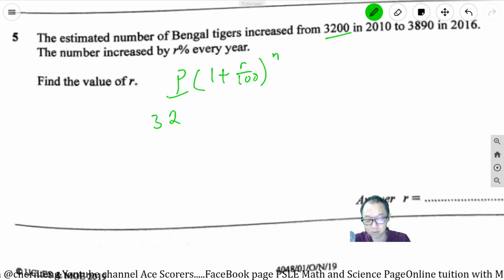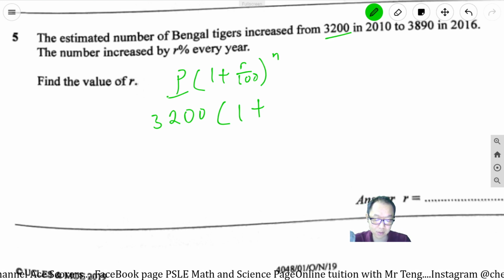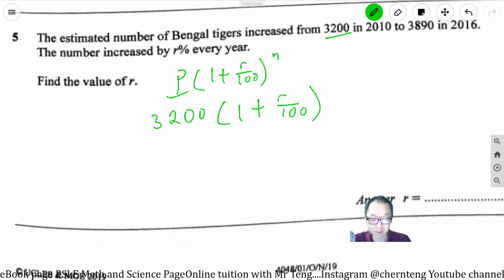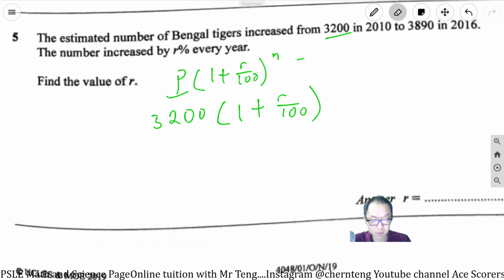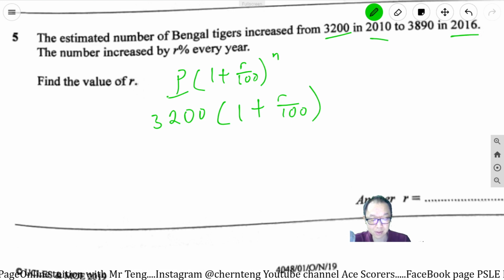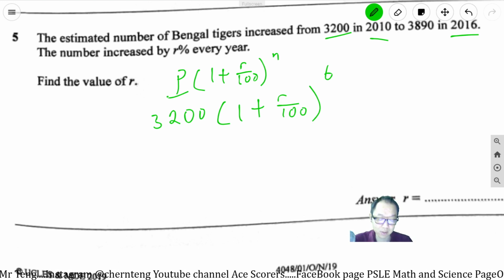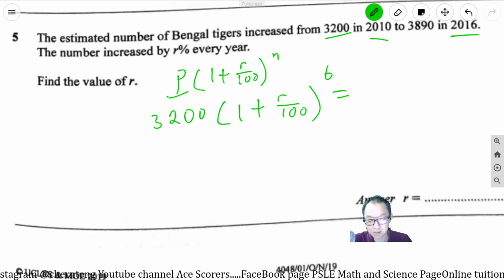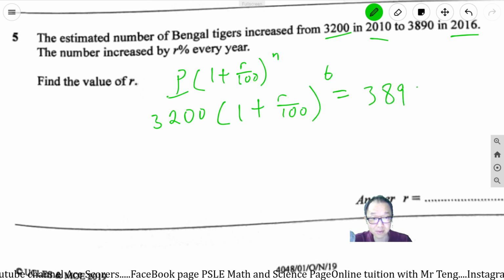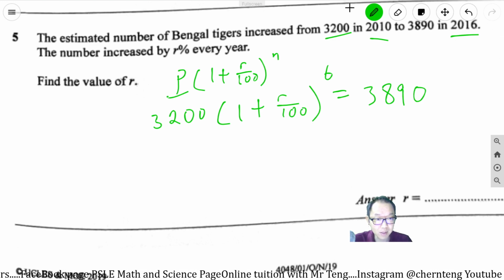So 3200 times (1 + R/100), where R is what I don't know, to the power n. Now n in this case is the years 2010 to 2016, so that should be 6. Six years of increase in Bengal tigers, is that how you pronounce it? Equals 3890. Yes, (1 + R/100)^6.